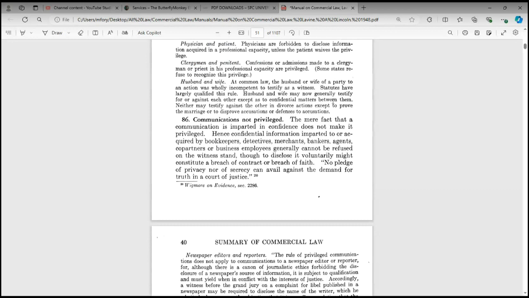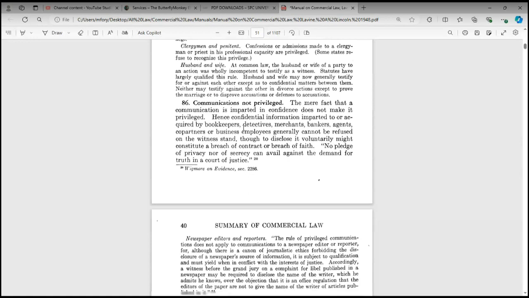Testify against each other, except as to confidential matters between them. Neither may testify against the other in divorce actions except to prove the marriage or to disprove accusations or defenses or accusations.